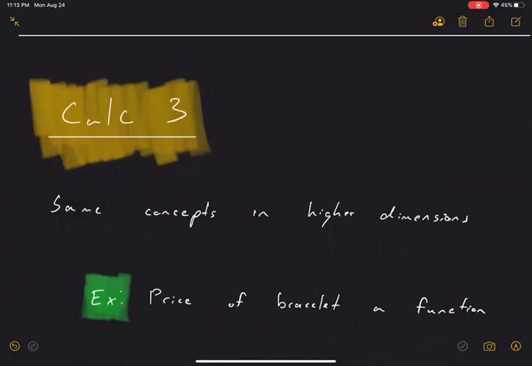So as we move into Calc 3, we're going to deal with the same concepts. And if you're feeling a little lost, don't worry. This is just a quick overview.